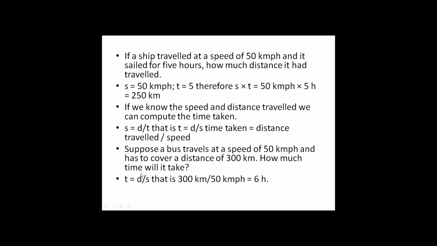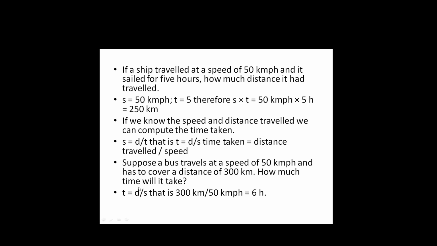If a ship traveled at a speed of 50 kilometers per hour and it sailed for 5 hours, how much distance has it traveled? S is equal to 50 kmph, t is equal to 5. Therefore, S into t is equal to 50 kilometers per hour into 5 hours, that is equal to 250 kilometers.